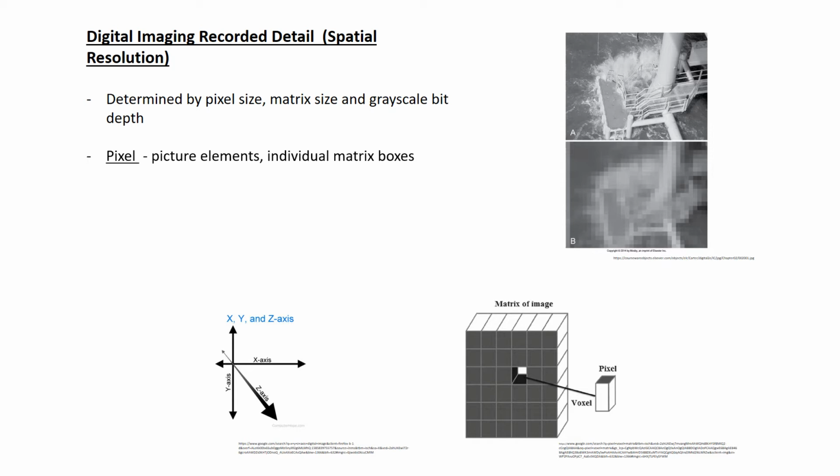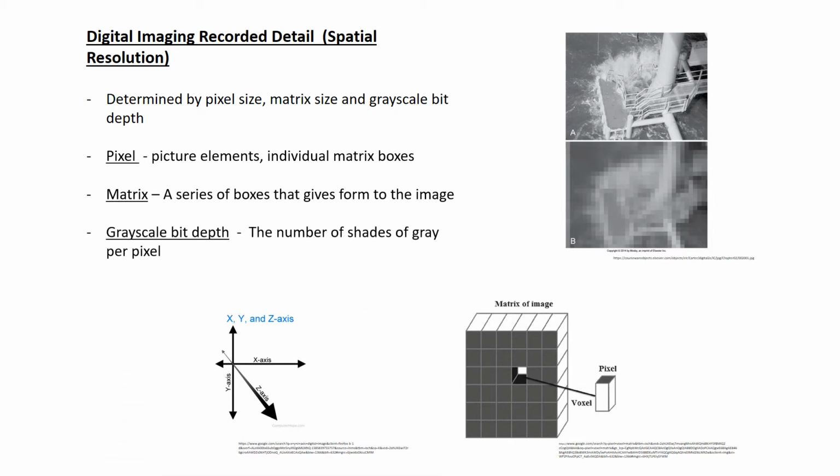So when we say pixel, it stands for picture element. It's the individual boxes within the matrix. The matrix then is a series of boxes that give form to the image. And the grayscale bit depth is the number of shades of gray that that individual pixel can hold.